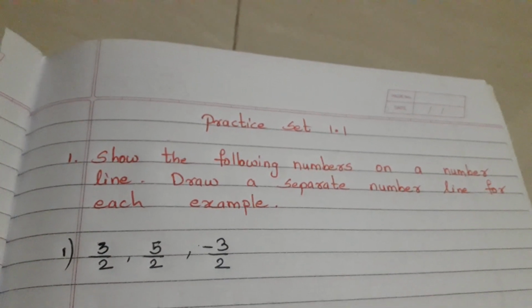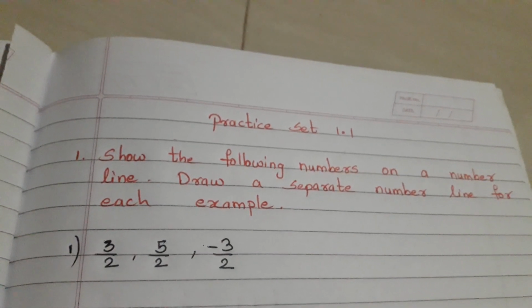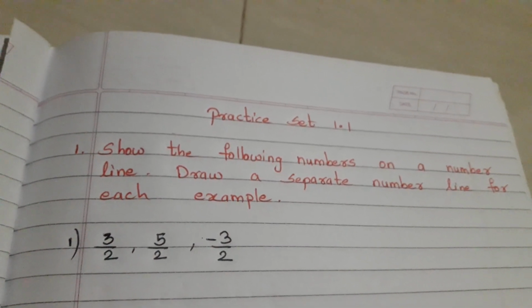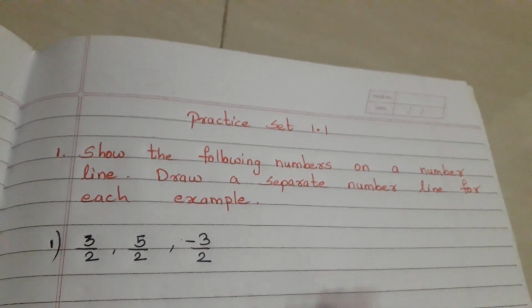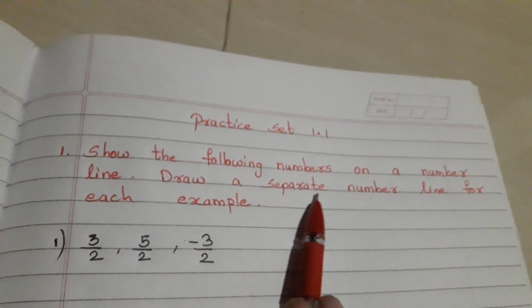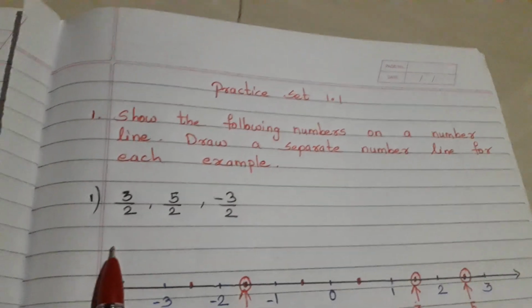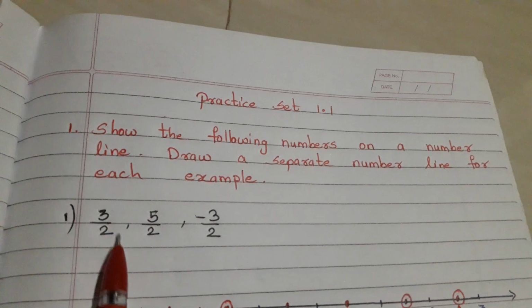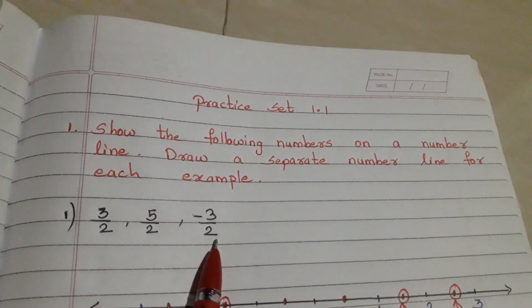Hello students. Now here we are going to solve practice set 1.1. The first question is, show the following numbers on a number line and draw a separate number line for each example. Here the first example is 3 upon 2, 5 upon 2 and minus 3 upon 2.